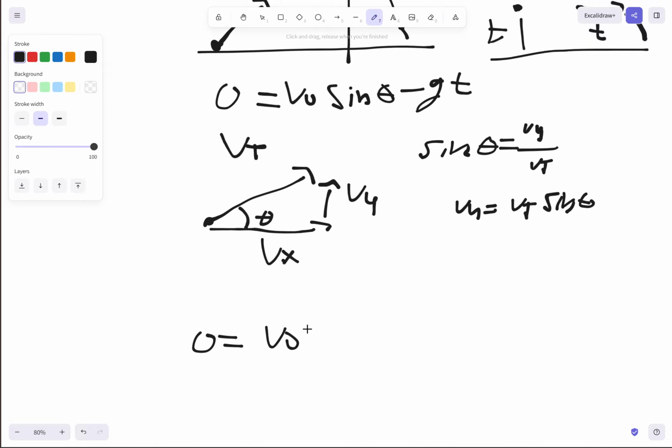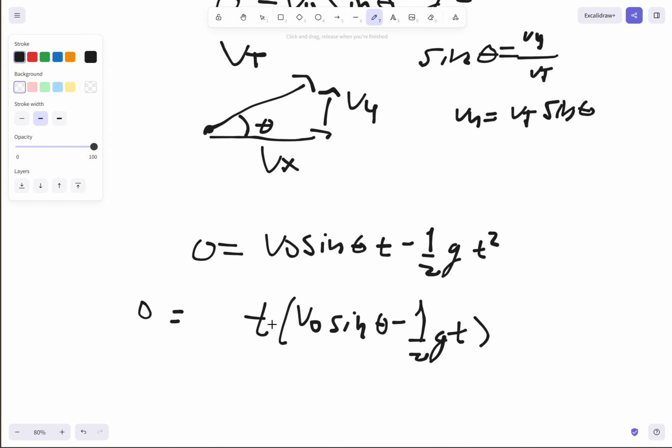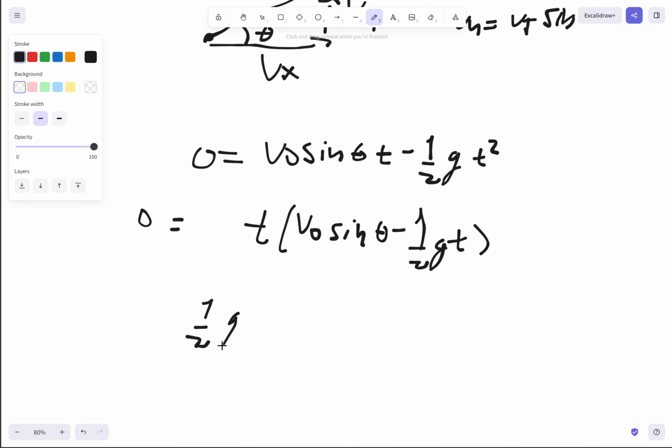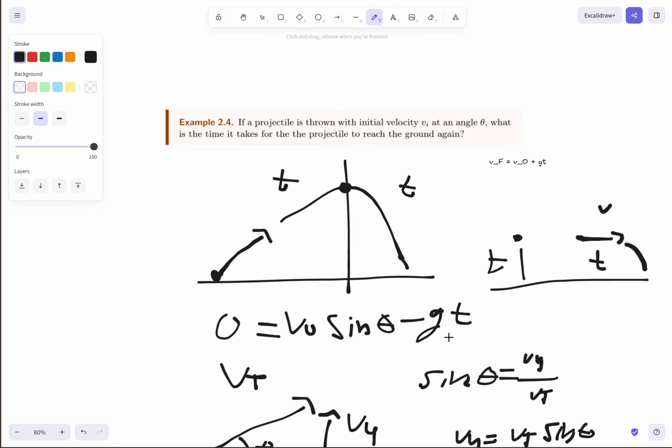0 equals V0 sine theta t minus 1 half g t squared. Factor out the t. Okay, and just divide over the t. You should get 1 half g t equals V0 sine theta. And from there, you can just solve for t. So multiply over the 2, and 2 V0 sine theta all over g equals t. Bam. That's another way to get the equation. So we just proved it two ways.